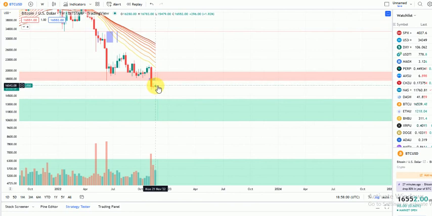I expect the price to go up a bit, so we should see price move even to the 17,500 before we see a very huge dump down even to the 13,800.